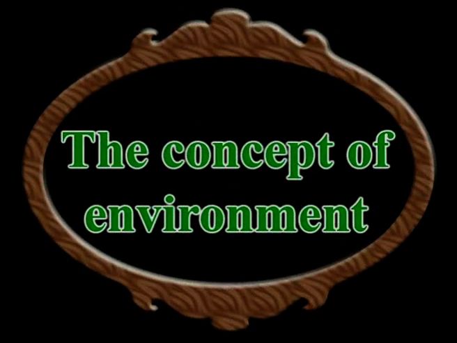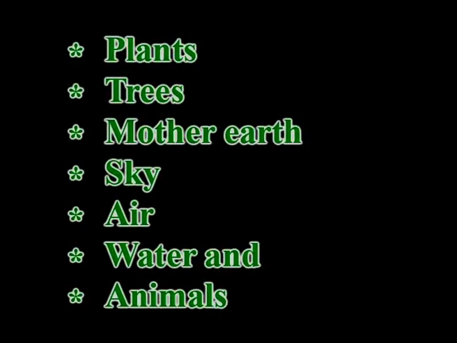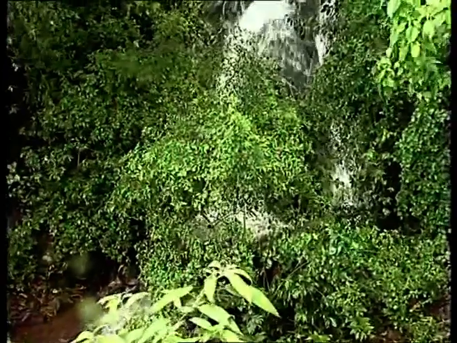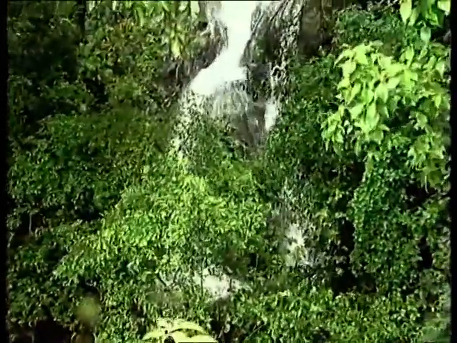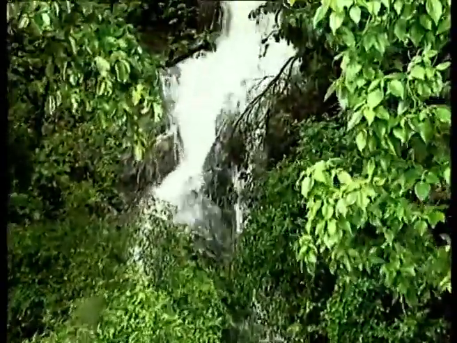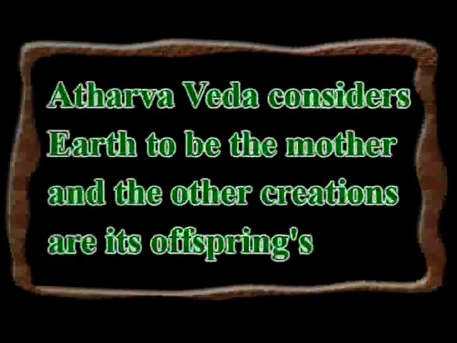The concept of environment. The concept of environment was best explained by the word Paryavaran, meaning something that envelopes us. Some Indian literature of olden times especially mentioned the worship of plants, trees, Mother Earth, sky, air, water and animals. As a philosophy of life, it has been considered the duty of mankind to protect nature.